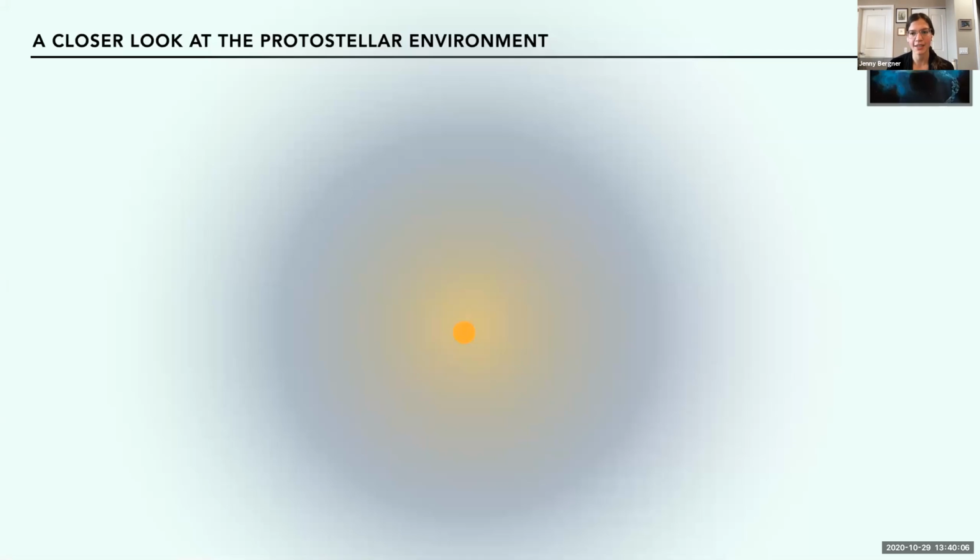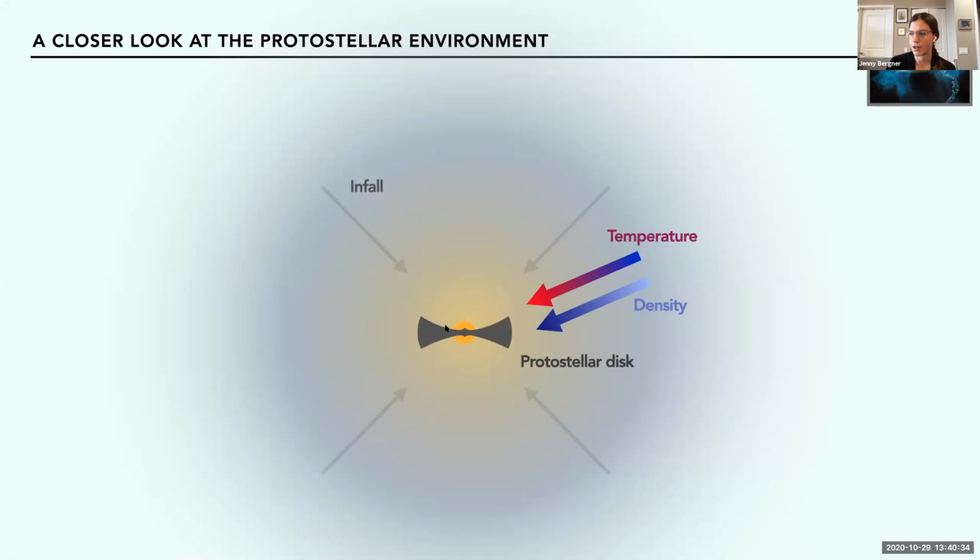So I want to take a minute to familiarize everyone with the physical environments in these regions. In the case of protostars, we have this warm condensation at the center of the cloud that is the forming star. And this leads to a temperature that's increasing as you move closer to the center of the protostar. Like I said, we also have envelope material that's falling in towards the inner region of the protostar. And this is also often accompanied by the presence of a protostellar disk that is feeding material onto the star.